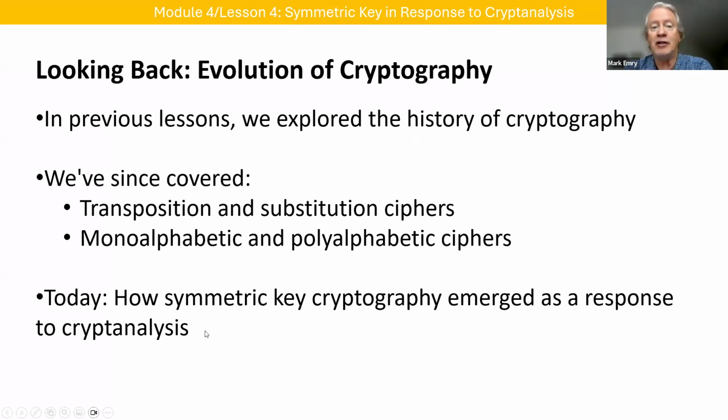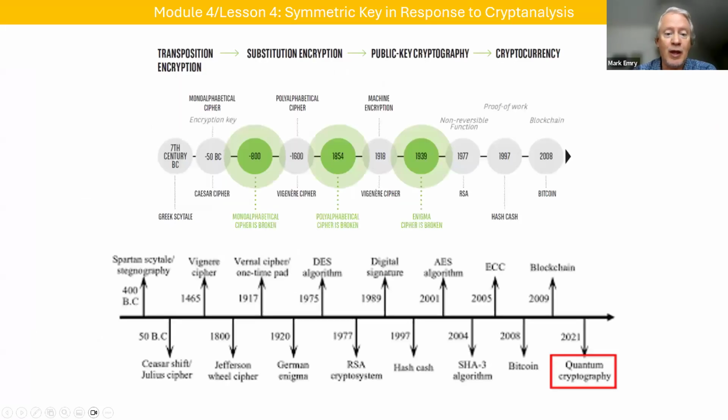In lesson 2 of this module, we briefly looked at a history of cryptography. Now that we have learned about transposition and substitution ciphers and monoalphabetic and polyalphabetic ciphers, let's look at the historical timelines of cryptography again as we head into this lesson about symmetric key cryptography. I like that the first one shows when certain methods were broken. And I like that the second one goes to near present day and includes specific algorithms. Let's take a look at that a little bit before we move on.